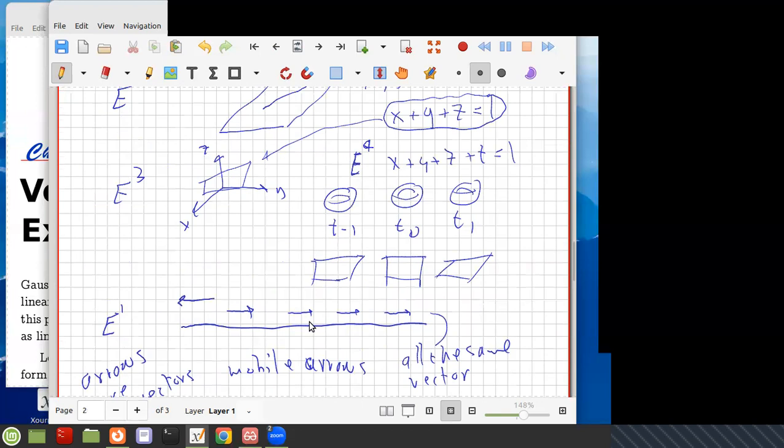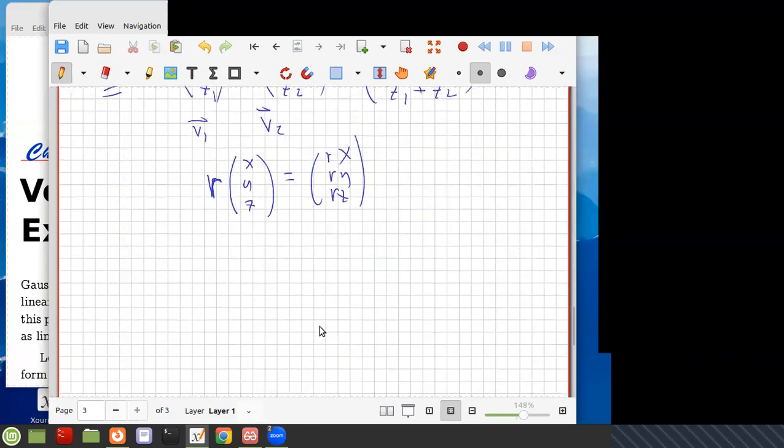If this is going to be a vector space and we have these arrows, we have to be able to add them and multiply them by numbers. Well, so here's our addition. What we're going to do is take an arrow. This is E1, a one dimension, sort of like a line. Okay, so we have this one.